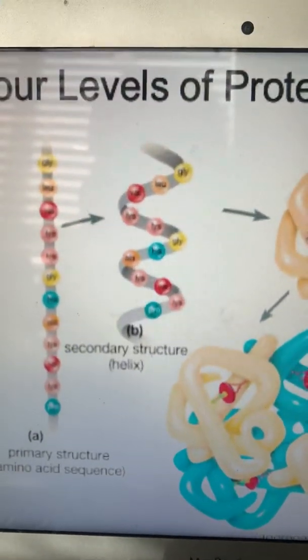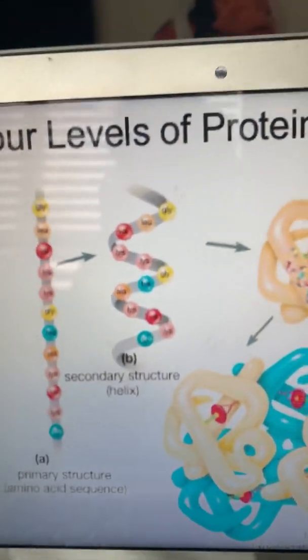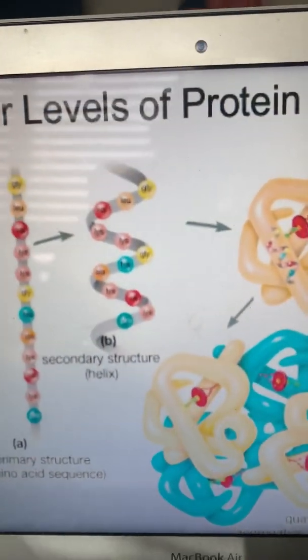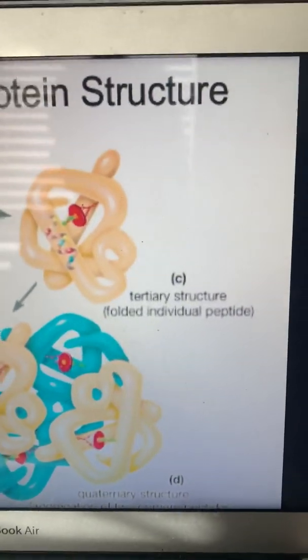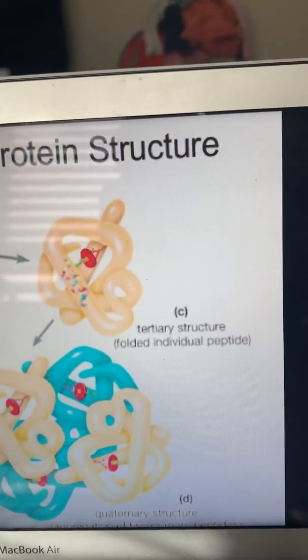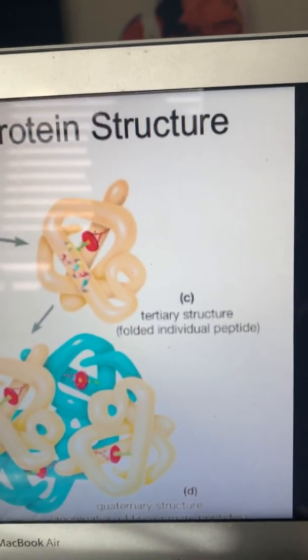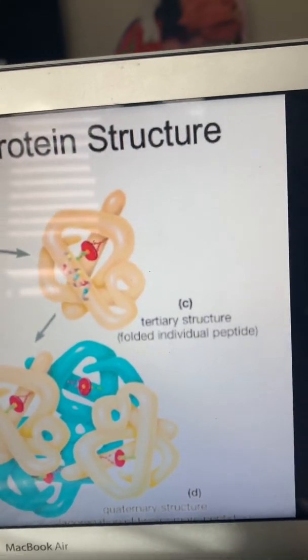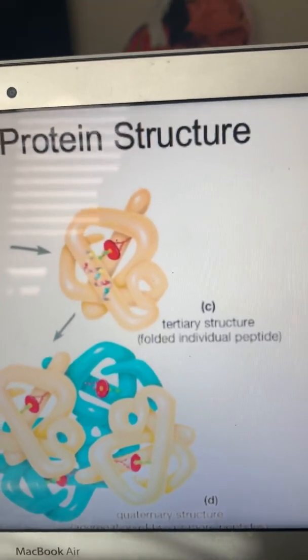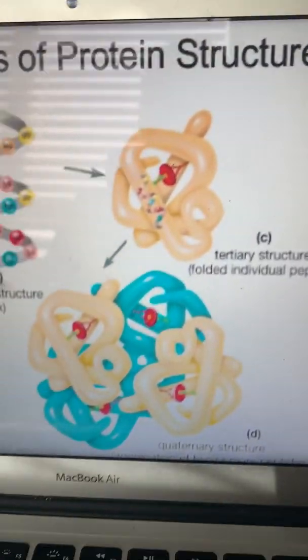And then this is the secondary structure. This is the folded structure that they form inside the polypeptide chains. And then we have the third structure, which is the tertiary structure. And this is the 3D structure of a polypeptide, and it's formed from interactions between R groups and amino acids that make up proteins.